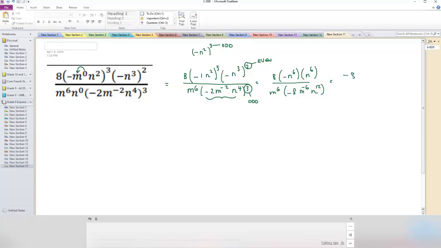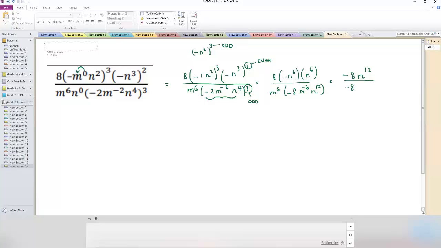8 by itself, and after that, n to the power of 6, n to the power of 6, there is multiplication, so I add both of them, so I reach n to the power of 12 over. Now, the negative 8 by itself, so I leave it as it is, m to the power of 6 times m to the power of negative 6. That means I need to add 6 and negative 6. 6 and negative 6 reach 0. That means m to the power of 0, that means 1.